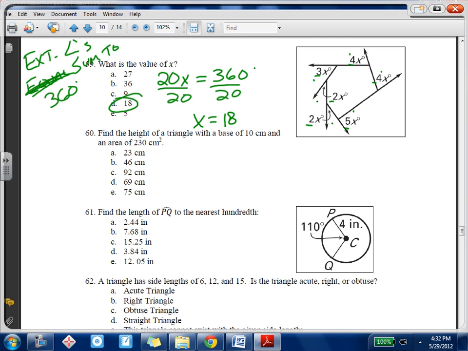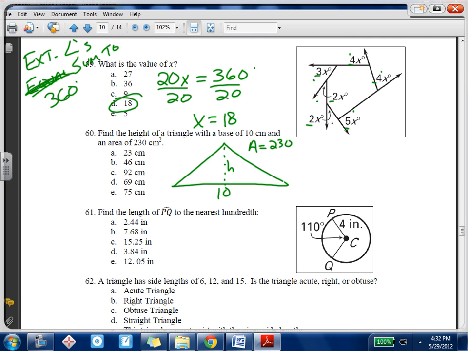Thank you. Number 60, find the height of a triangle with a base of 10 and the area of 230. So the height of my triangle, draw a quick little picture. It says the base is 10. The height, we don't know. But we do know that the area is 230. So this is a case where we just do the formula kind of in reverse.